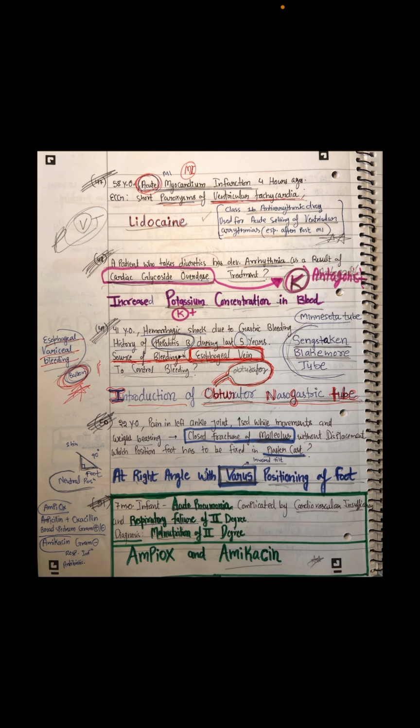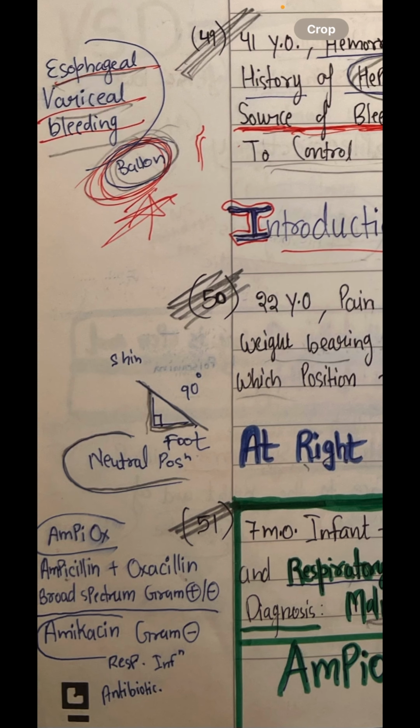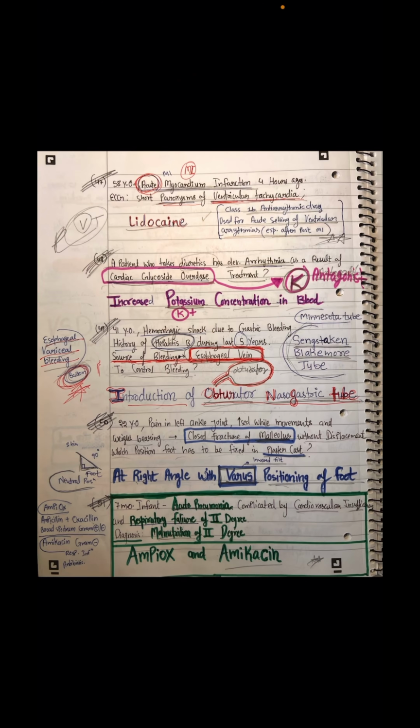In which position has it to be plastered? Sir, for the malleolus, the shin should remain at an angle of 90 degrees to the foot. Here I have drawn it so that you remember. So at the right angle, or 90-degree angle, with varus positioning of the foot. Varus positioning means the foot lies on the ground in a straight erect position, and the shin, or the leg, is just perpendicular to the foot portion of the patient. So we are going to apply the cast at a right angle with varus positioning, which is an inward tilt of the foot.